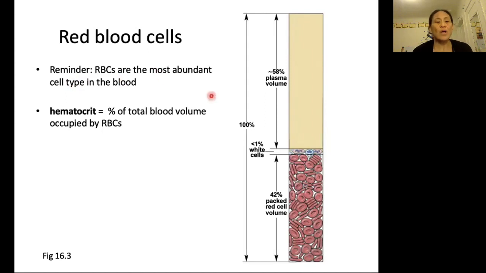Okay, and I want to introduce this term to you, hematocrit. Hematocrit is the percent of the total blood volume that's occupied by red blood cells. So just taking a look at this breakdown right here, can you tell me what the hematocrit is here? Just take a second to look at that. All right, so hopefully you figured out that the hematocrit here is 42%.